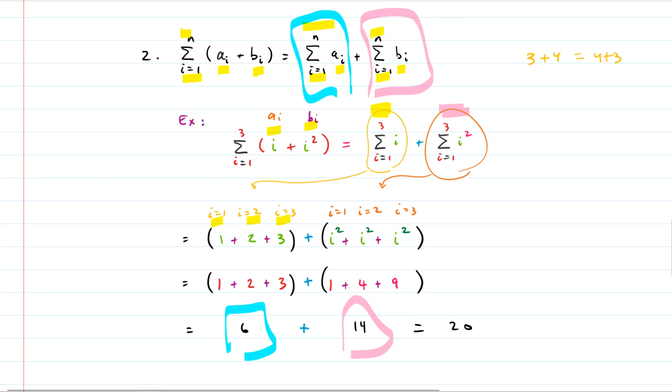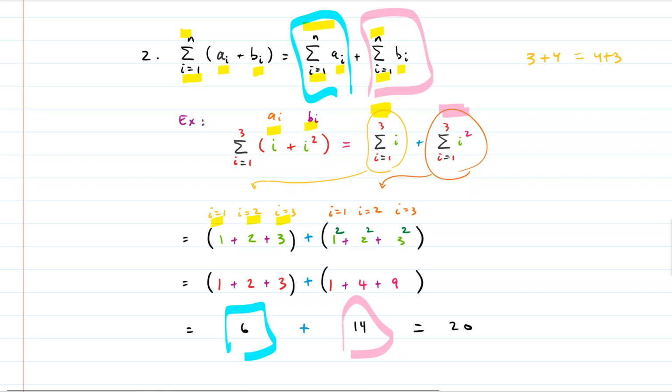And the next one is the summation of the i squared from i equals 1 to 3. So I have i squared written 3 times here, and I need to replace i. Looks like I deleted my square. I have a 1 squared, a 2 squared and a 3 squared. So 1 squared is 1, 2 squared is 4, and 3 squared is 9.